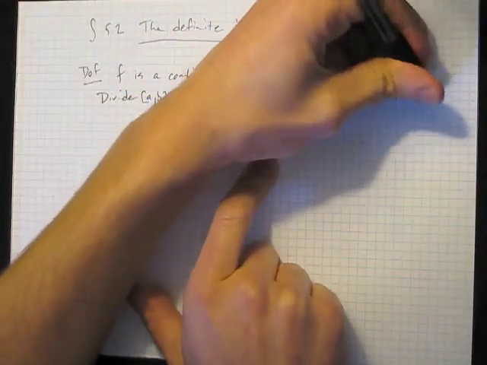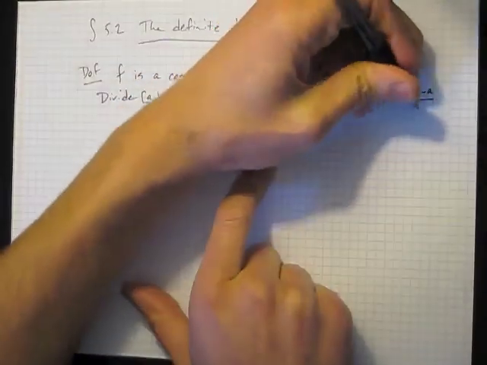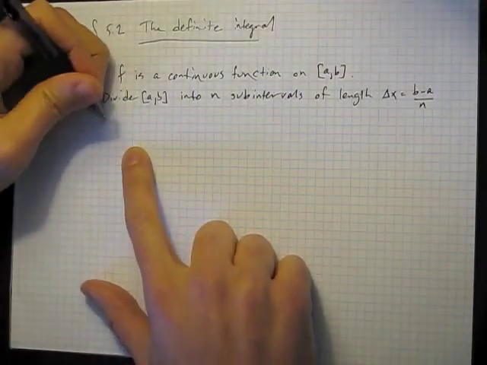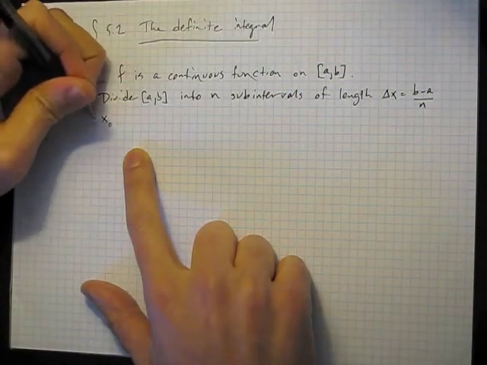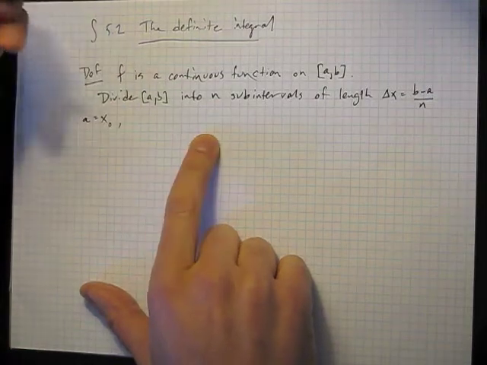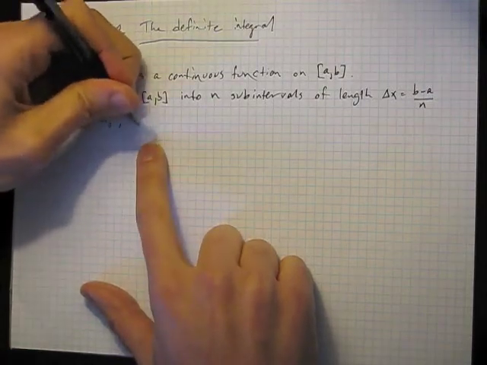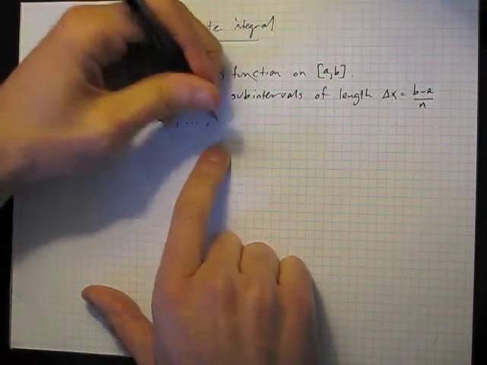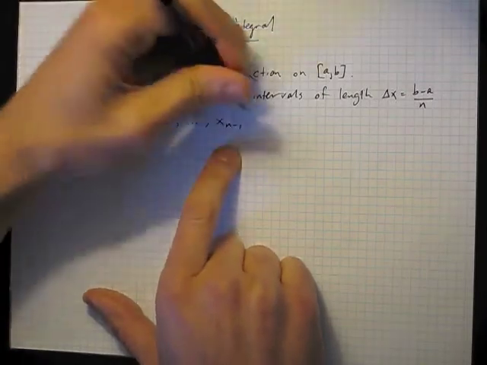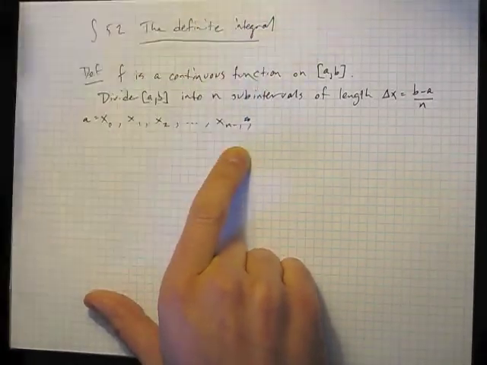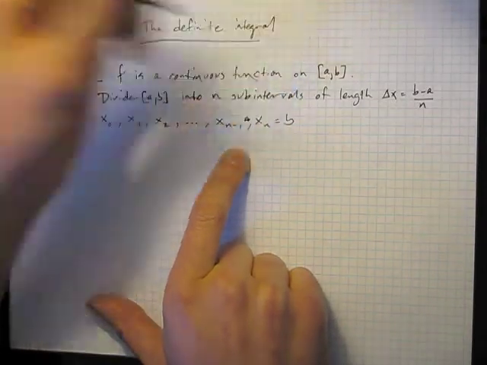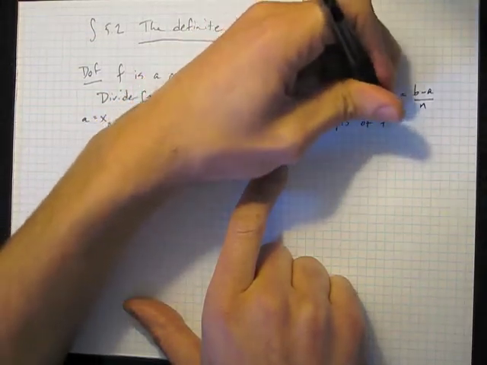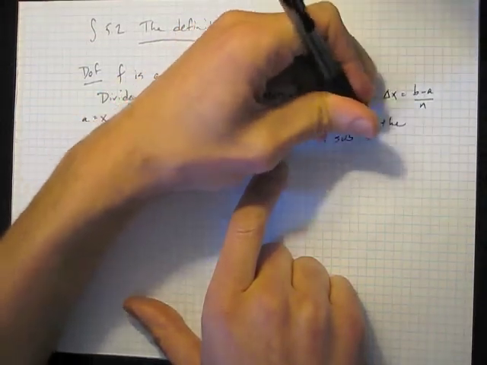In order to divide an interval from a to b into n pieces, we take the length of the whole interval and divide by n. Then we assign an ordering to the endpoints of the subintervals. So we have x1, x2, x3, up to xn minus 1, and then xn is b. So these are the endpoints of the n subintervals.